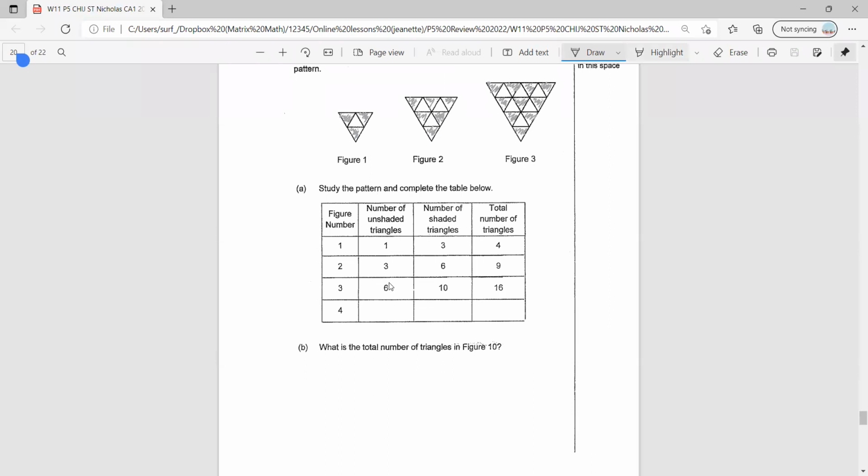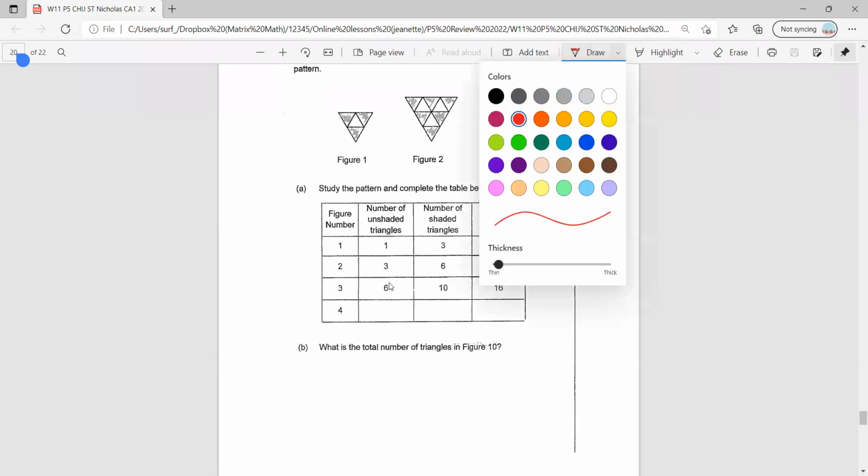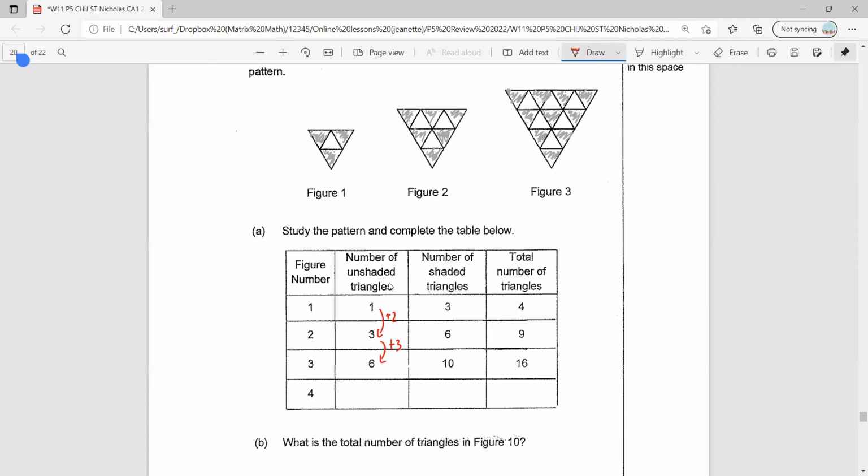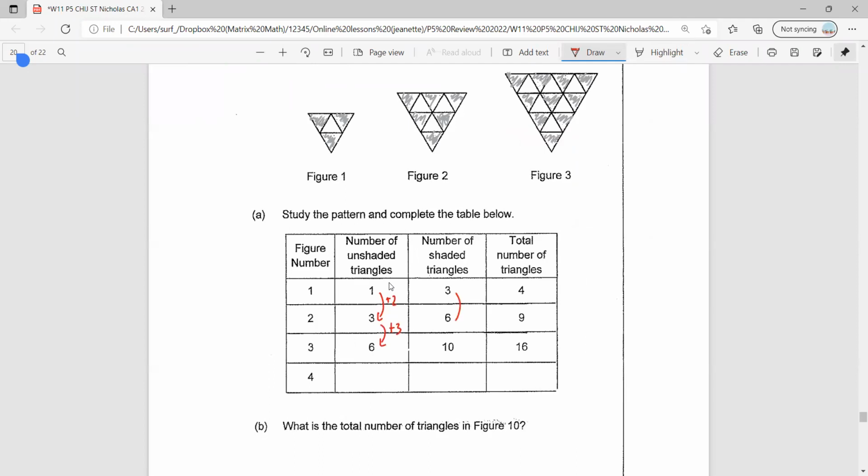So what is the pattern that you observe? Okay, here, +2, +3. Then this, okay, then here will be +4, right? So it's 10. This is +3. And this is +4, then this is +5. So 15. Okay, then the total number will be 25 because you add them up.